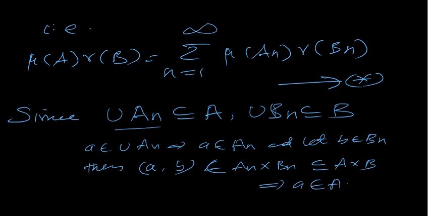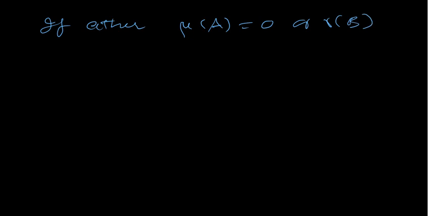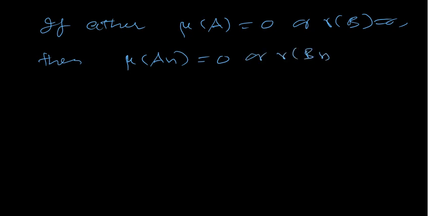Okay, yeah. So they are subsets of this. So it means that if either mu of A is zero or mu of B is zero, then mu of A_n is equal to zero, or mu of B_n is equal to zero for all n greater or equal to one.